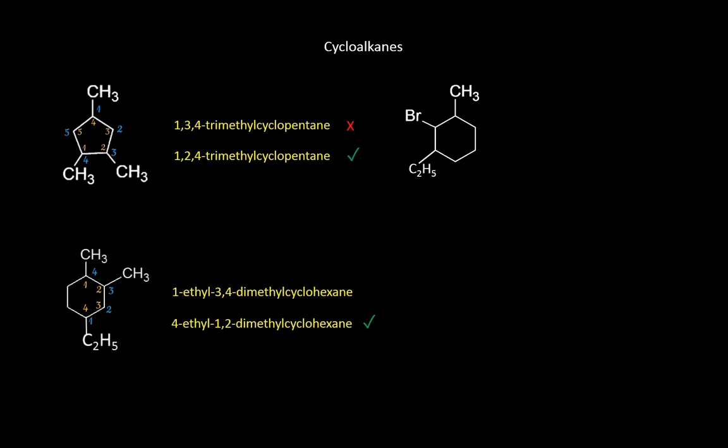Try this one. Bromine is first alphabetically, so we'll give it number 1. Which way do we go next? Ethyl comes before methyl, so we'll number in this direction. And now we have our name, 1-bromo-2-ethyl-6-methylcyclohexane.